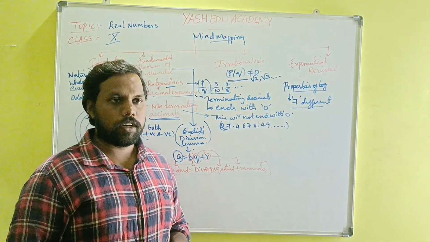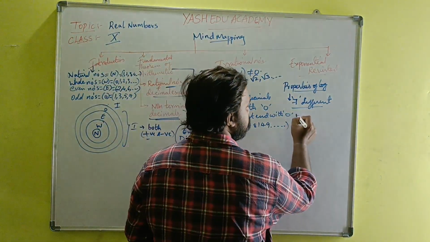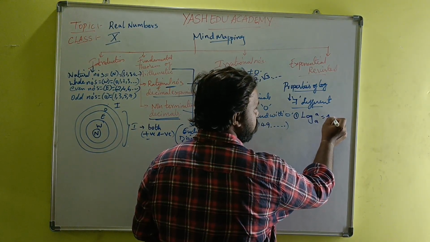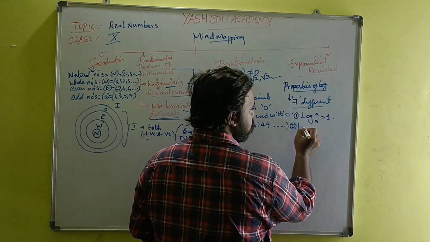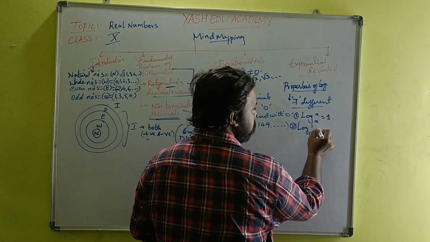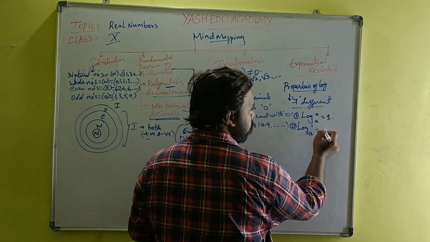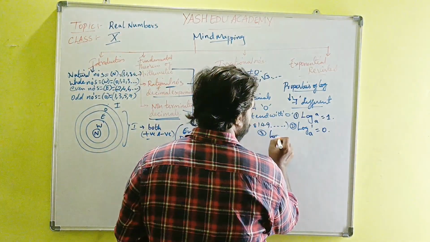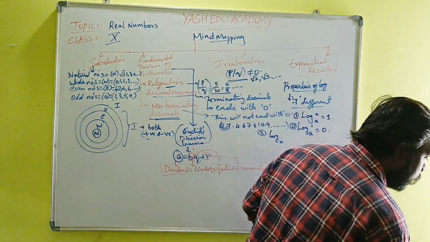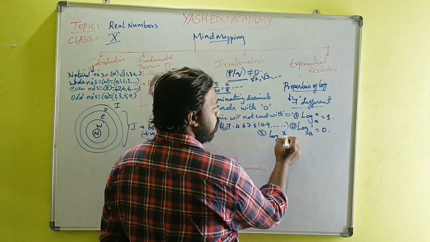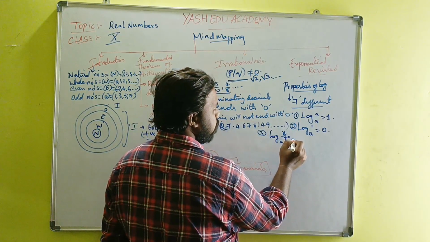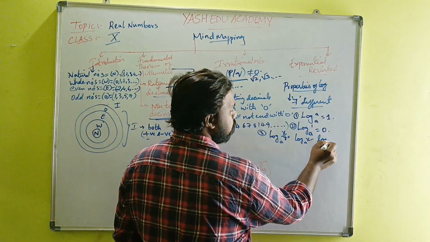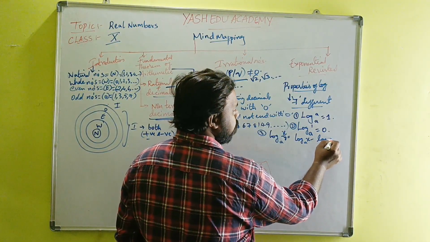Those are 7 different properties. So the first one is log base a of a is equal to 1, and the second one is log base a of 1 is 0. The third one is log base a of x by y is equal to log base a x minus log base a y.